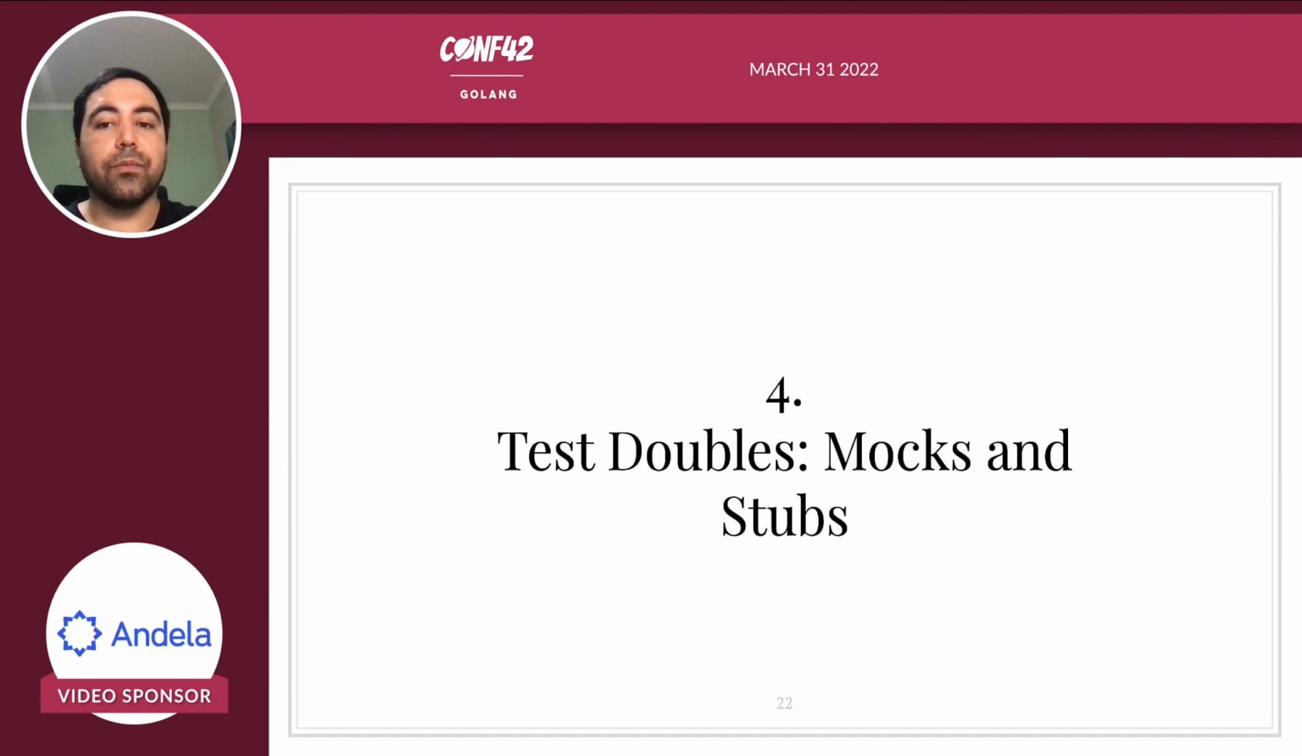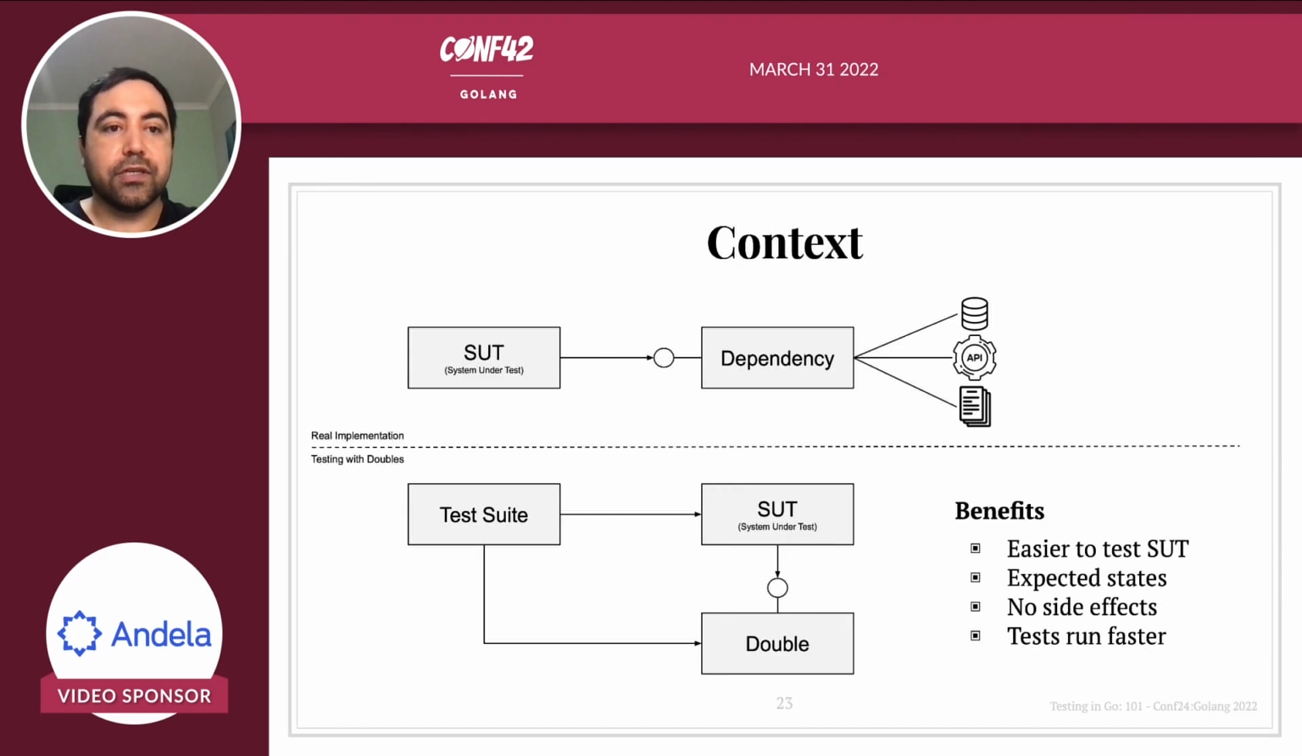Let's talk about test doubles, especially about mocks and stubs. This is the context that I'm going to use to try to explain the idea behind test doubles. In the top diagram, we can see a real implementation. We have a SUT, the system under test, the system that we want to test, our application for example, and this system depends on an artifact, a dependency. This dependency can be a database, an API, a file system, a message queue, or whatever.